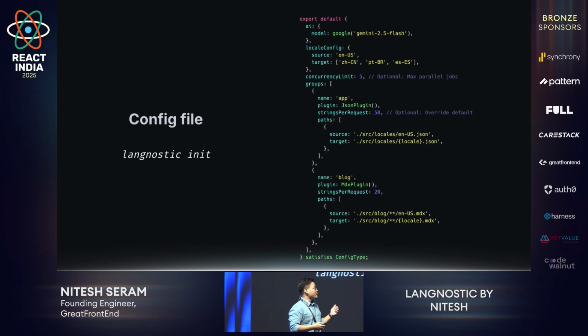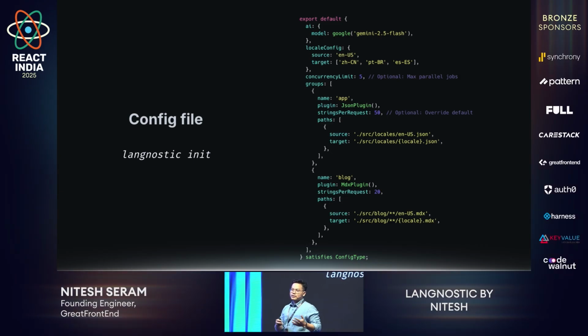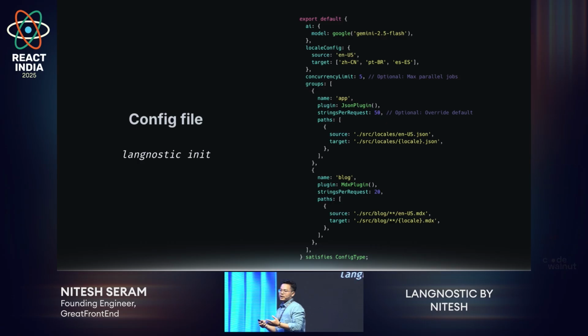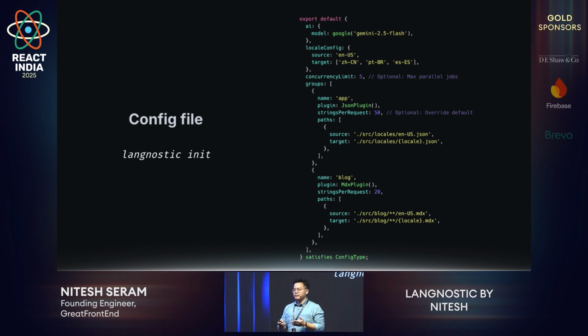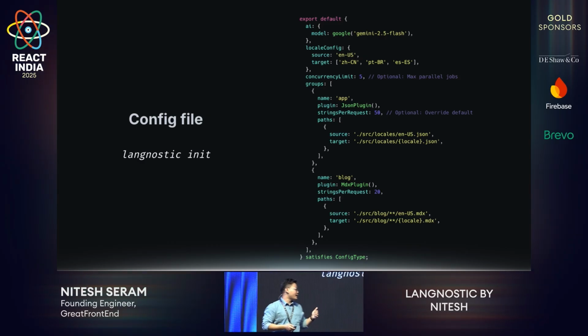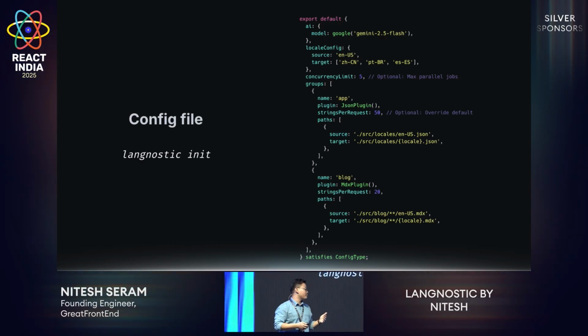And then string per request. String per request is basically how many strings you want to pass to the AI translation request. So that many strings it handles per translation. And then you obviously define the source path and the target path for that particular file. And the next group is the MDX file.